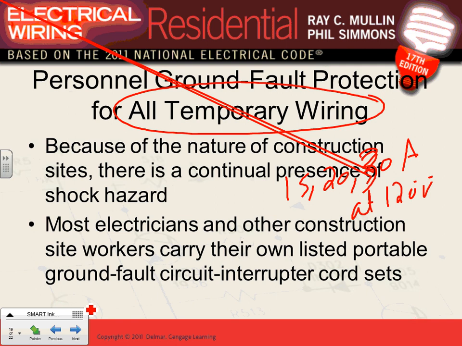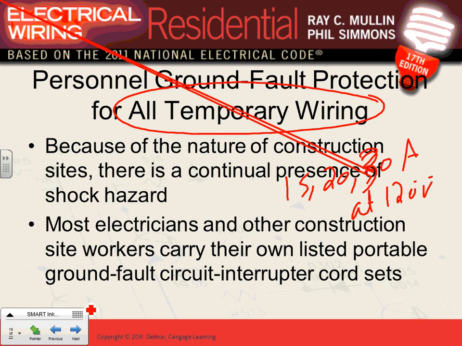If you're using a permanent install receptacle for demolishing a wall, you either have to GFCI this receptacle, or you have to use a plug that's protected with GFCI, a GFCI power strip. So these are for construction site to protect electricians.